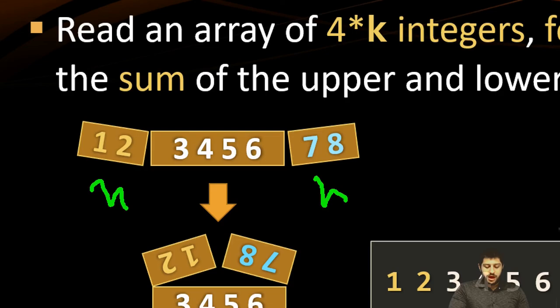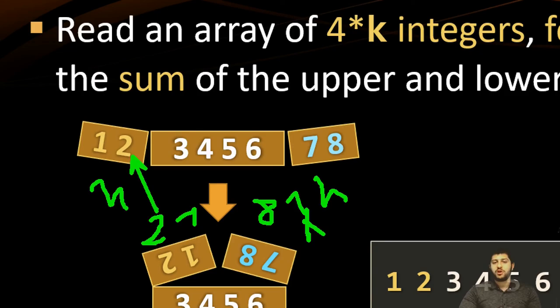So we have 2, 1, 8, 7. Okay, but how do we get the number of integers that we need to take from the start and from the end? And the answer is that we first count them all. So we have 1, 2, 3, 4, 5, 6, 7, 8. So what portion is 2 of 8?